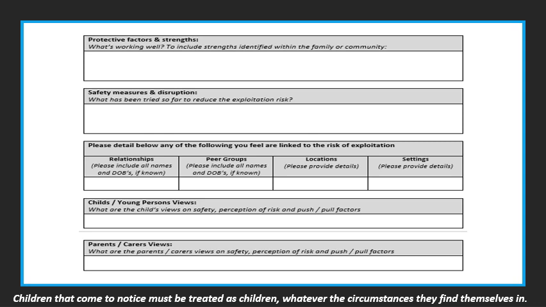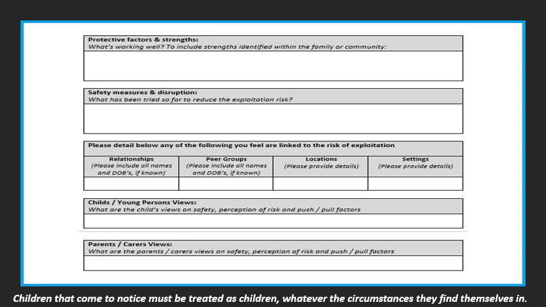You are asked then to consider both the child's and the parent carer's views and their perceptions of the risks. When there is a potential perceived risk of exploitation, conversations with both the child and the parent carer should take place to explore this.